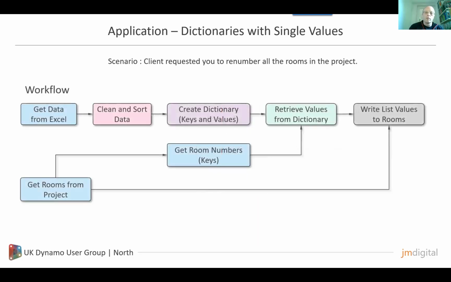So the workflow to make this work is, as I said, we've got this information in Excel. The first thing we're going to do is grab that data from Excel. We're going to clean and sort it so that we just have the information that we want. We're then going to use those keys and values to create our dictionary. And then we want to retrieve the values from the dictionary. But to do that, we need to gather all the rooms in the project, get their room numbers, and then use those room numbers as the keys to retrieve the information. Once we've got that information coming out, we're then going to write those values to the rooms.